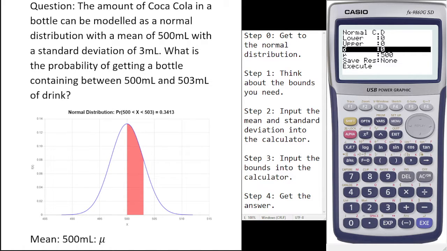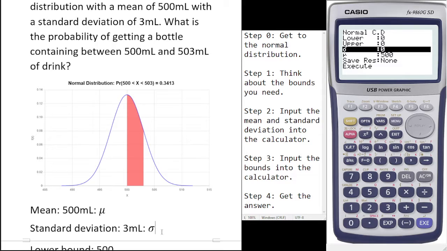The next step is the standard deviation, and a standard deviation of 3 ml means that's the sigma symbol here. We need to then go to sigma and then put in 3. Now we need to put in the lower and upper bounds, which are fairly straightforward because they're given between 500 ml and 503 ml. So our lower bound is going to be 500 because that's where we start, and 503 is the ending one because that's where we're going to end.